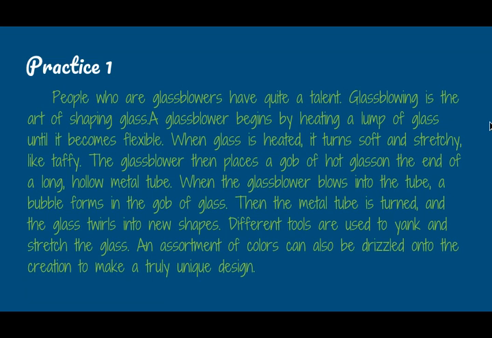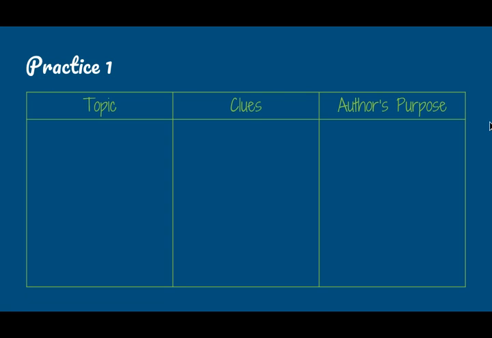So now we're going to fill in some boxes. And first we're going to write the topic of the passage, then write words and phrases that give clues about the author's purpose, and in the last box, we're going to describe the author's purpose. So when we look at this, we notice that the topic is glass blowing. That's what the whole little passage is about.